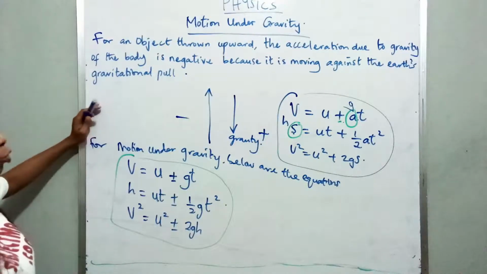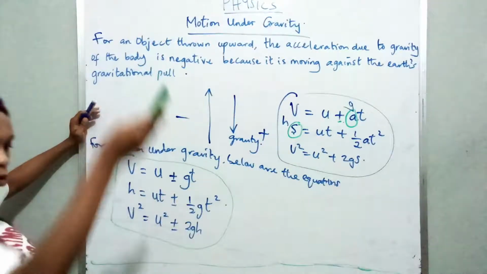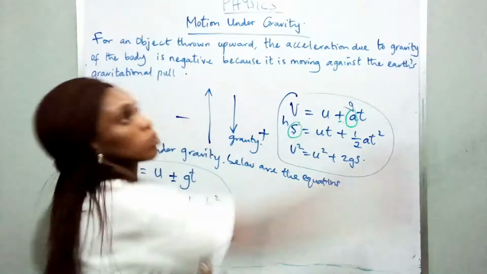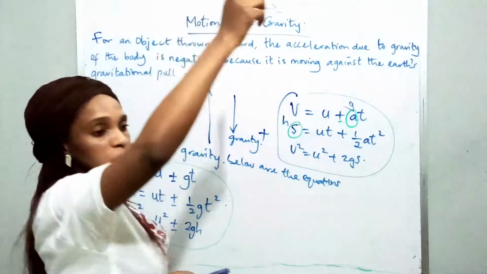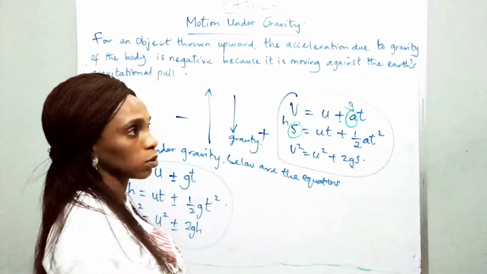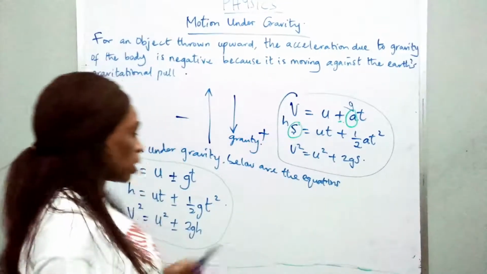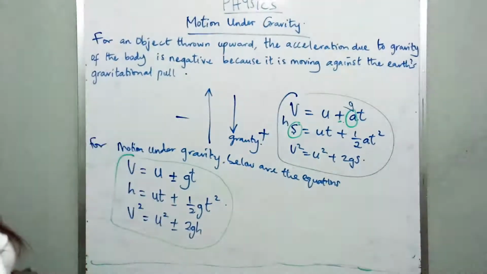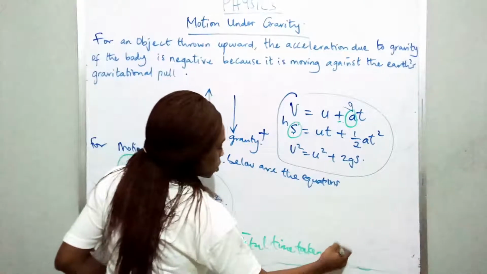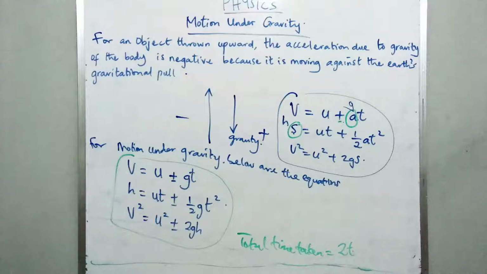Now, for a body thrown upward, in case you are asked to calculate the time taken for the body to also come down, given the time taken for it to go up, for instance, maybe the body took 5 seconds to attain the maximum height, and the question says, how long will it take for a body thrown upward to return back to its original position? The time taken to go up is equal to the time taken to come down. So the total time taken is going to be 2t, 2 times t. The same time is taken for the body to go up and come down. So take note of that.